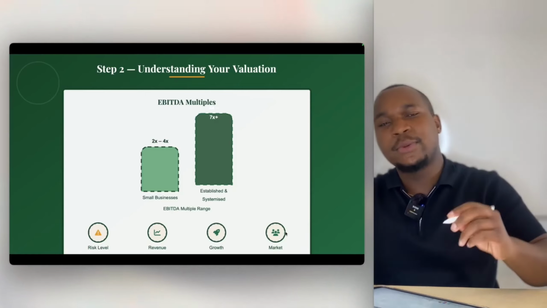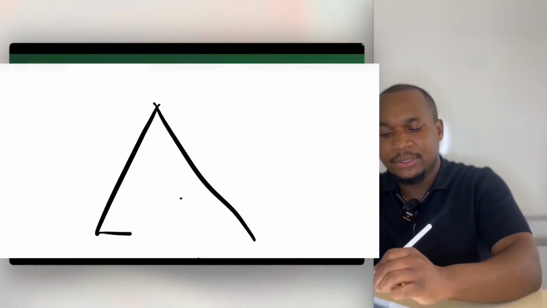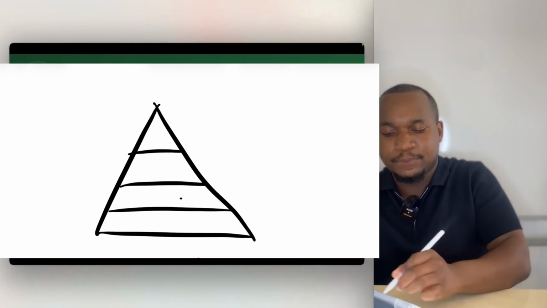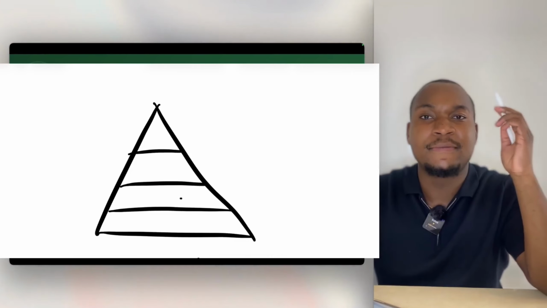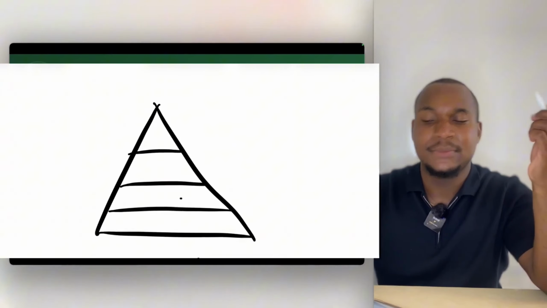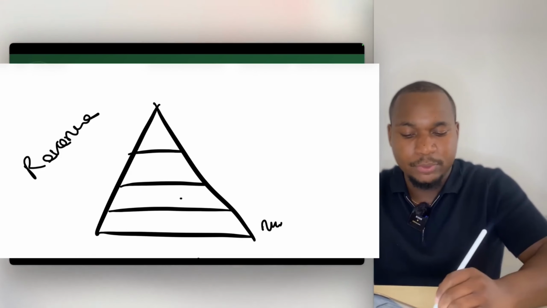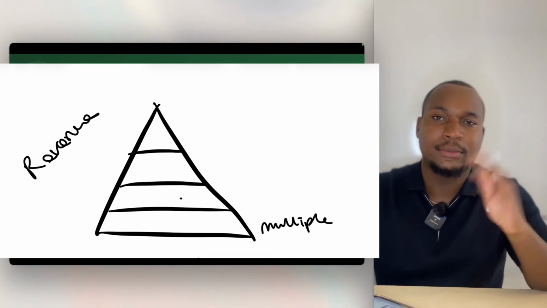So when it comes to valuation, I'm going to just draw a diagram for you guys here. Think about it like a pyramid, right? The higher you climb up this pyramid, the more value your business is. And it comes from revenue. Okay, revenue is over here. And then it's multiples. Okay, I spelled multiples terribly, but ignore that.